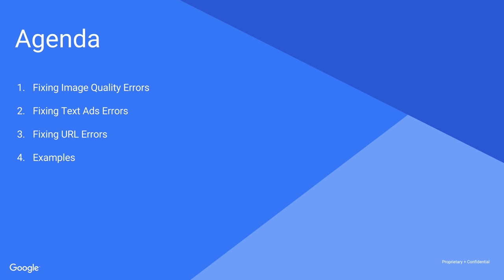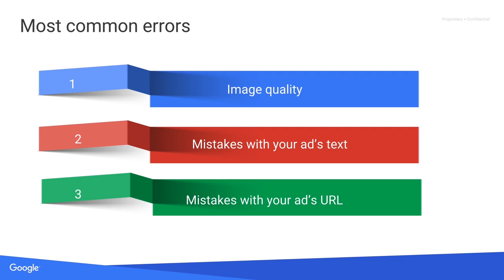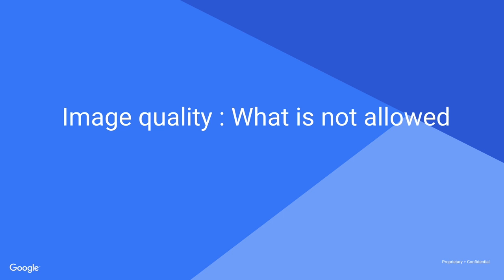In this video, we will be discussing some of the most common mistakes with AdWords text and image ads and how you can fix them so as to ensure that your ads are serving without any hiccups. We ensure that each of your AdWords ad gets reviewed on various parameters before being shown to potential users. In other words, it is compliant with all our advertising policies. The most common errors fall into three categories. Number 1 will be image quality, number 2 being mistakes with your ad's text, and finally, mistakes with your ad's URL.